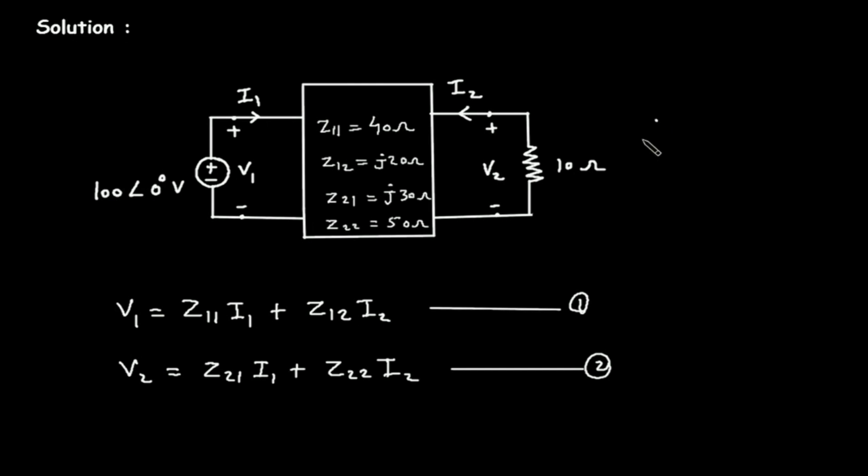Here we can see V2 is equal to voltage is equal to current into resistance. So, the value for resistance is 10 and the value for current is I2. But here we can see the direction of this I2 is opposite to the polarity of this voltage V2. So, here this will be minus. Therefore, V2 is equal to minus 10 I2. Now, we have the value for V2, we have the value for V1, we have the values for the Z parameters. So, we will substitute these values in these expressions.